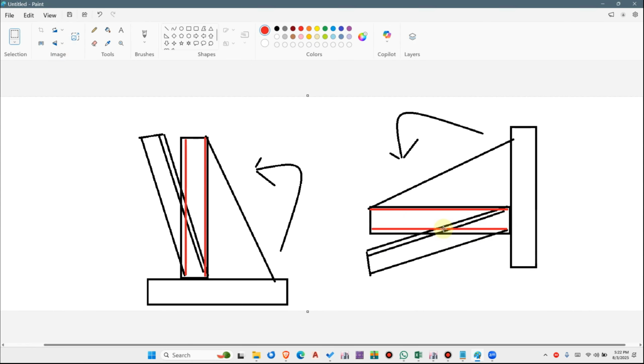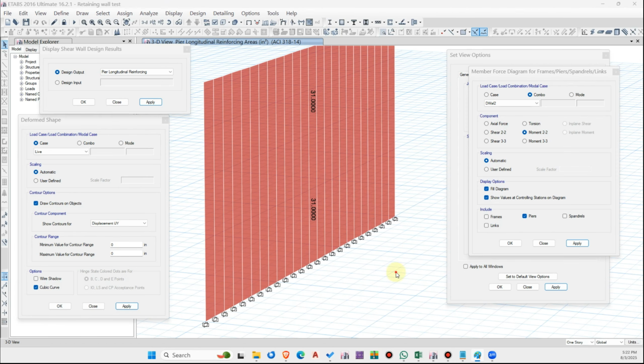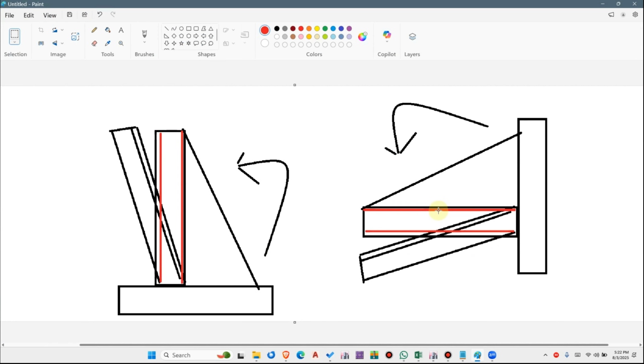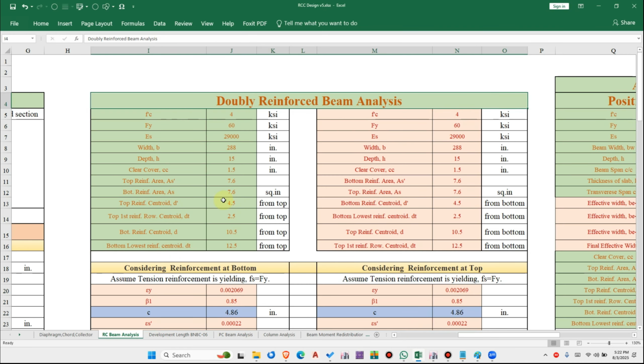We have top rebar, we have bottom rebar. So how much is the top rebar? It will be half of the 31 square inches. And how much will be the bottom rebar? It will be again half of the 31 square inches. So which reinforcement is basically working here? This reinforcement is responsible for resisting the bending moment. However, since we are doing the double reinforcement analysis, we need to put both the top and bottom reinforcements. So the top reinforcement is 15.5 square inches, which is 50% of the 31 square inches. Bottom reinforcement is also 15.5 square inches.